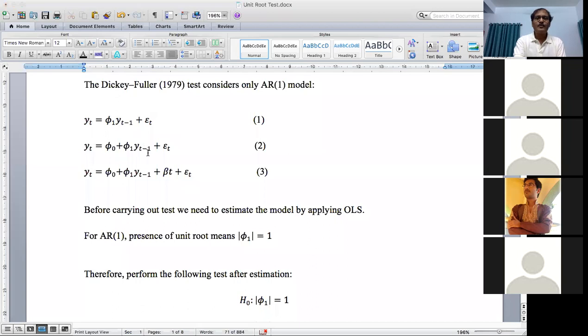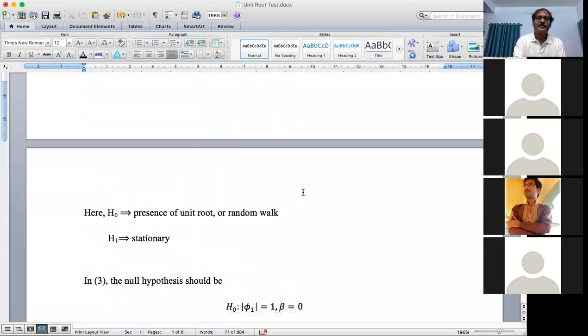In equation 1 or 2, YT may be stationary, but in equation 3, the series will not be stationary at all. So in 3, stationarity will not appear in the alternative hypothesis. So what would be the hypothesis for equation 3?